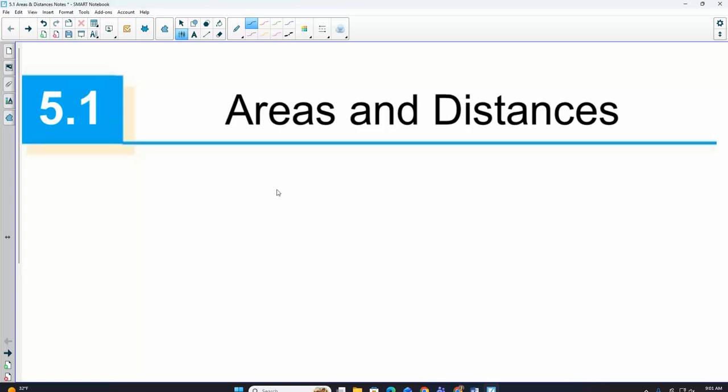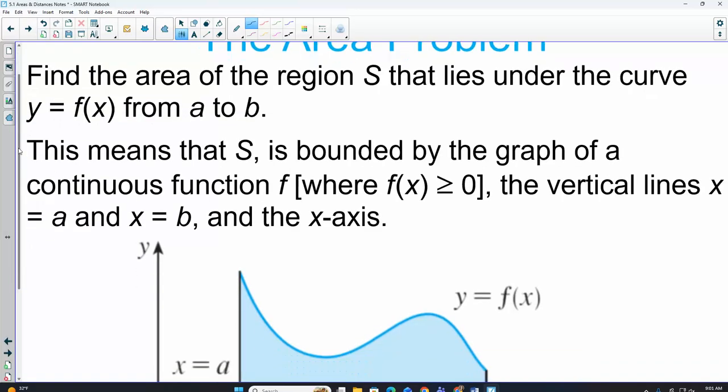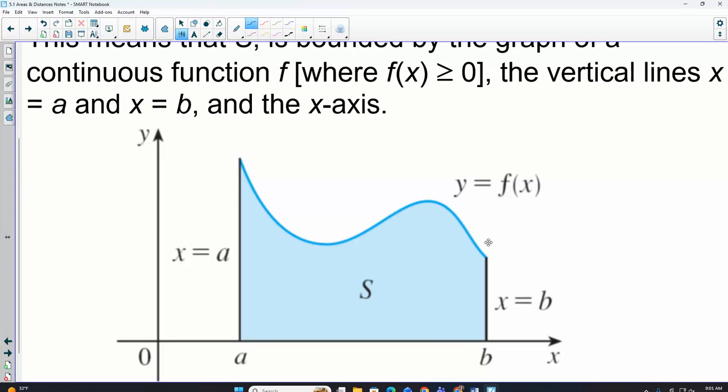So in the beginning of chapter 5, we are going to start talking about this idea of area. We have found areas of many things throughout the years, right? You know how to find the area of a circle, a rectangle, a triangle. Well, an area of a curve is a little bit different. If I have a particular function and I want to find the area underneath that function, we have to have a way of doing this.